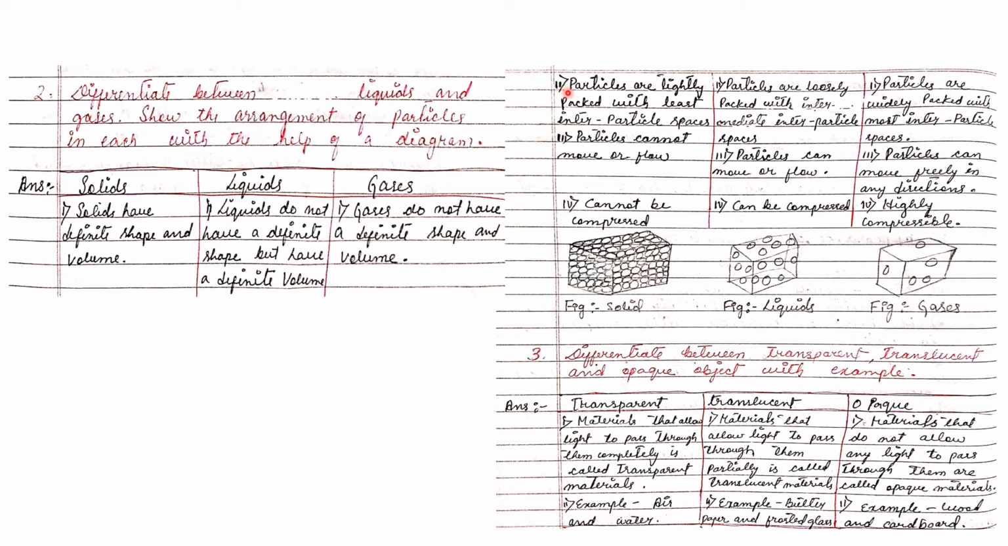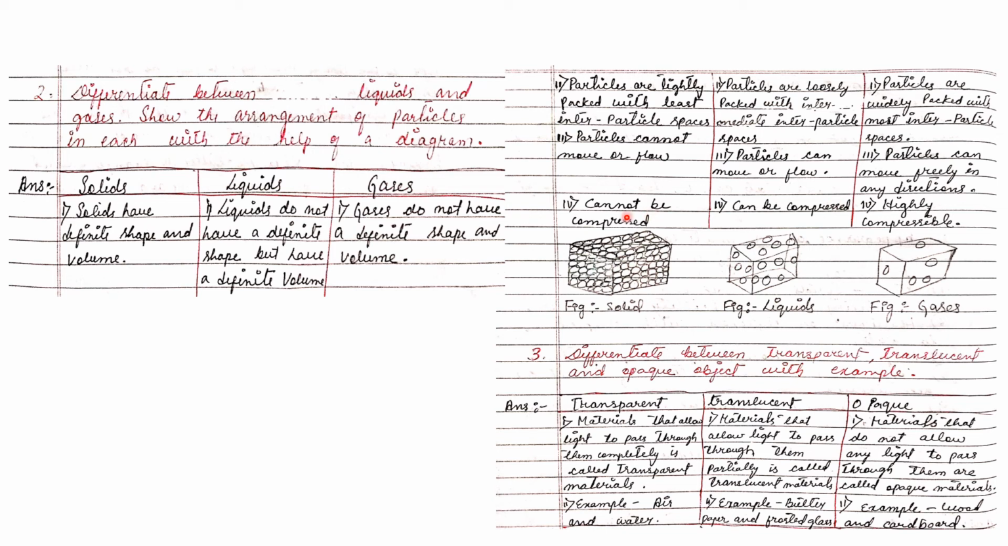Number 2 of solids, particles are tightly packed with least interparticle spaces. Number 2 of liquids, particles are loosely packed with intermediate interparticle spaces. Number 2 of gases, particles are widely packed with most interparticle space. Number 3 of solids, particles cannot move or flow. Number 3 of liquids, particles can move or flow. Number 3 of gases, particles can move freely in any direction.